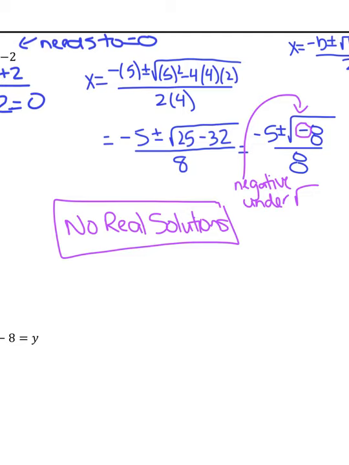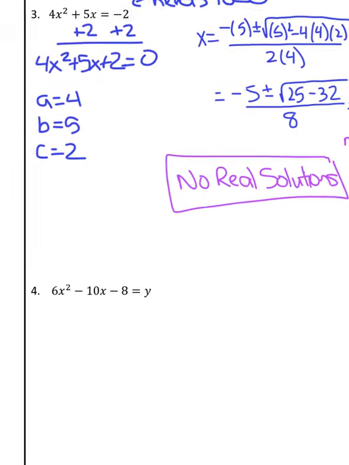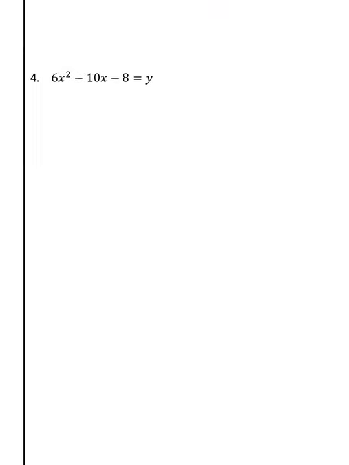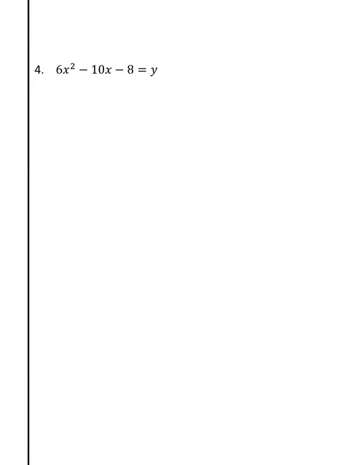All right, one last problem. One last one we'll do together, and then you have homework to practice this stuff. Don't forget to make sure you're checking your answers when you do your homework. Make sure you're doing them right. All right, here we go. This one has a y, so let's set that y equal to 0 first. So 6x squared minus 10x minus 8 equals 0.